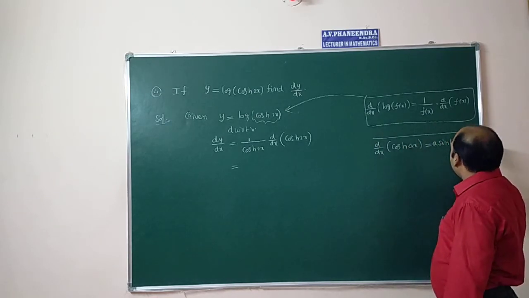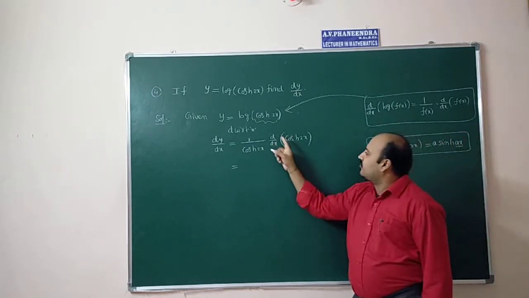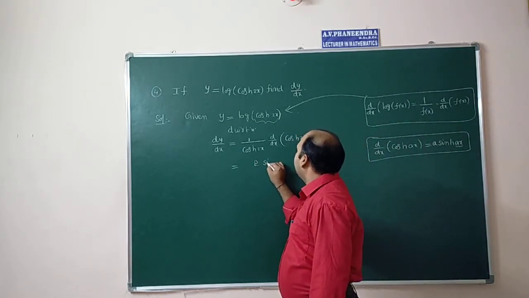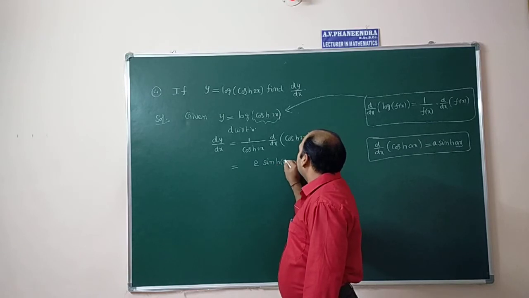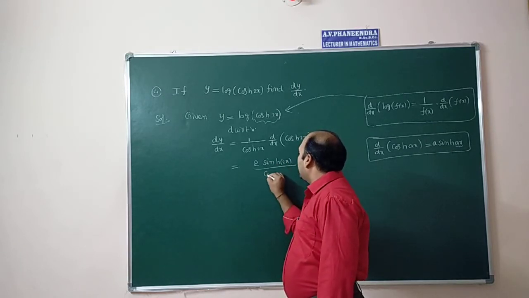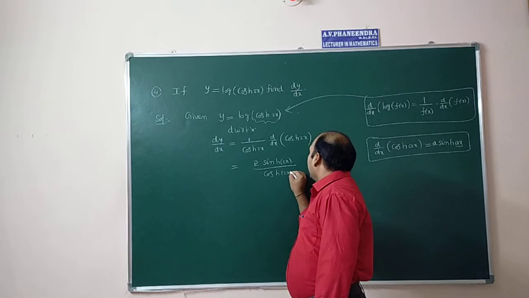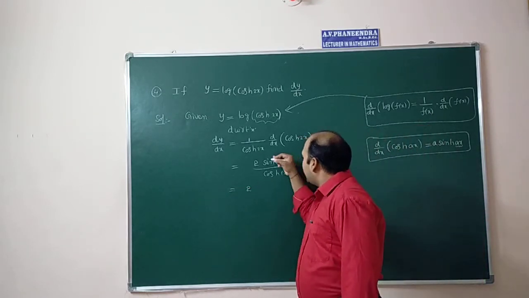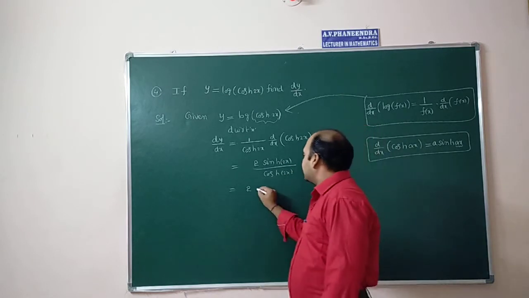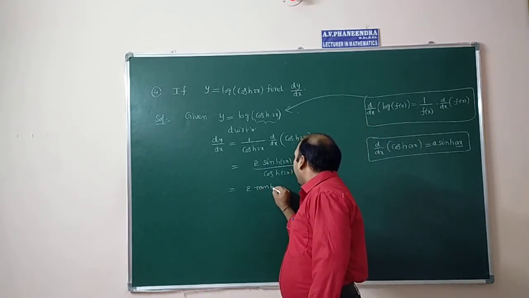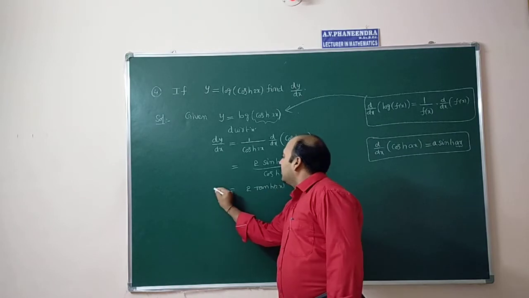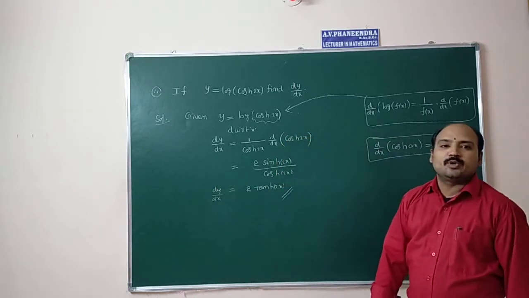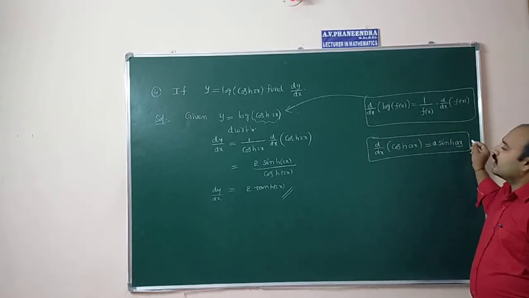Now onwards you remember as a formula, d by dx of cosh 2x is 2 into sinh 2x, that means sinh 2x divided by cosh 2x, which is equal to 2 into sinh x by cosh x, tanh x. Therefore 2 into tanh 2x. Therefore dy by dx equals 2 into tanh 2x. Like this we can apply the formula.